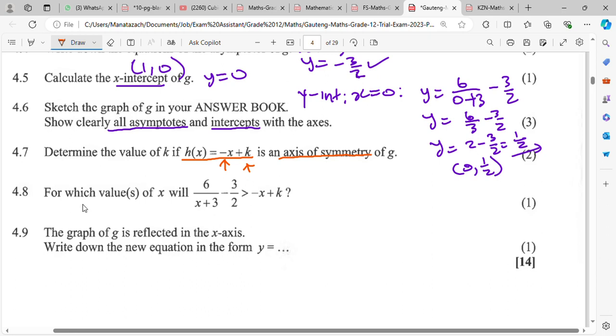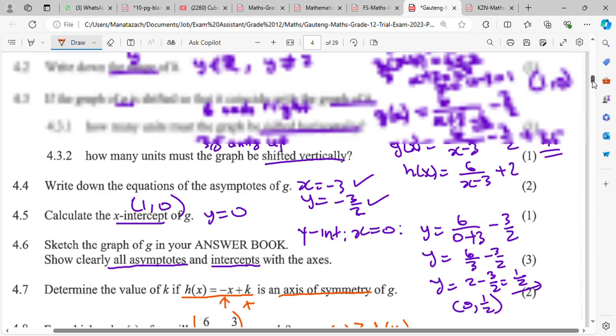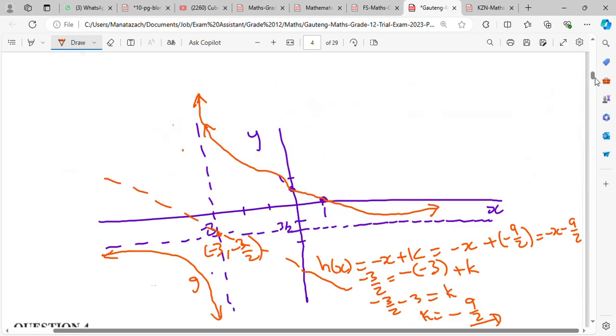Let's do 4.8. For which values of x will this graph here, which looks like the graph of g, remember this is the graph of g, where the graph of g is greater than the graph of h, basically where g of x is greater than h of x, for which values of x. In order to answer this question, you have to look at your graph one more time. So the orange dotted line is the graph of h, and then the graph of g is this part here and that part.